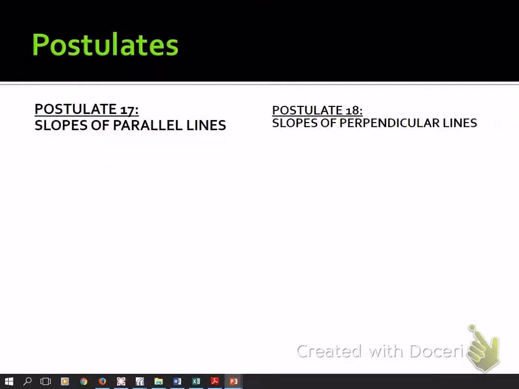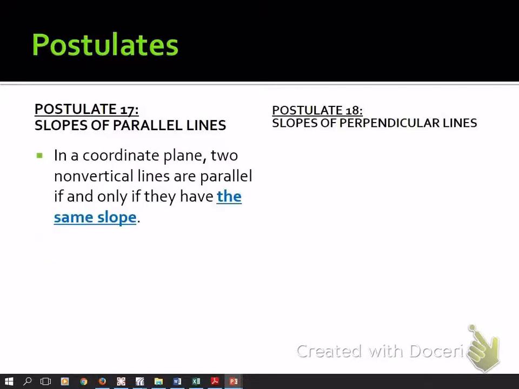Now, again, from Algebra 1, parallel lines. Think about parallel lines. In order for two lines to be parallel, they have to run the same way, right? Which means that their steepness has to be the same, not their length. A shorter line segment would still be parallel to a longer one, as long as they have the same slope. So that's the deal with slopes of parallel lines. Two lines are parallel if they have the same slope.